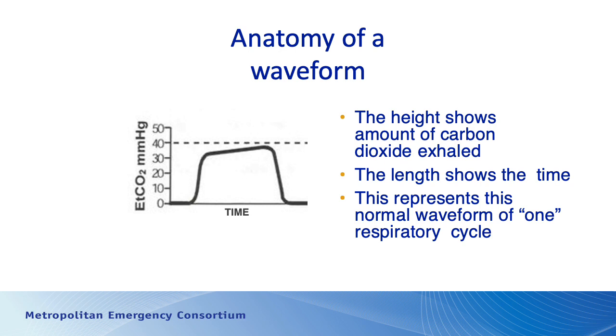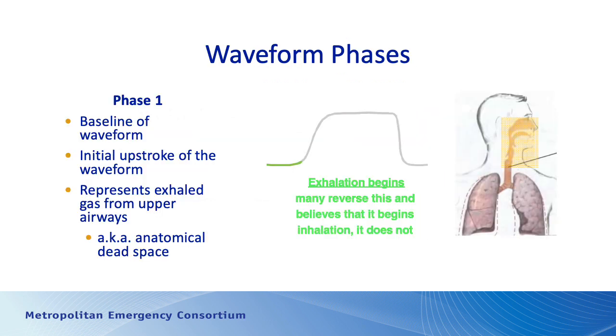The height of the wave is the amount of carbon dioxide that's being exhaled. The length of the wave is the length of the respiratory cycle. Let's break it down into phases.